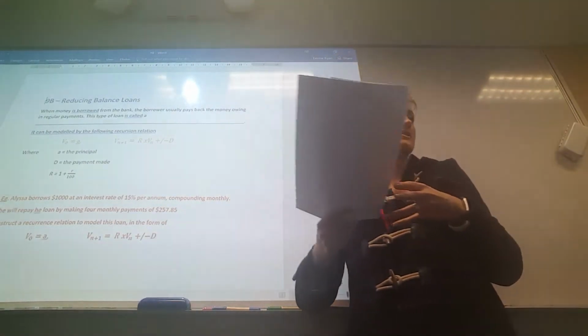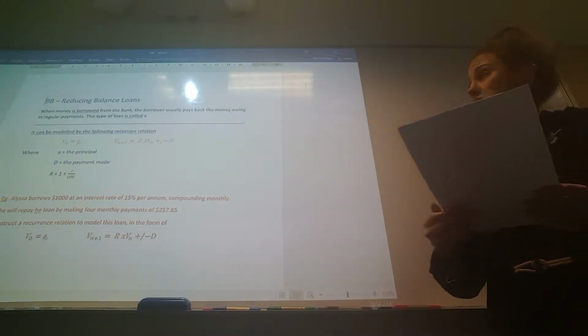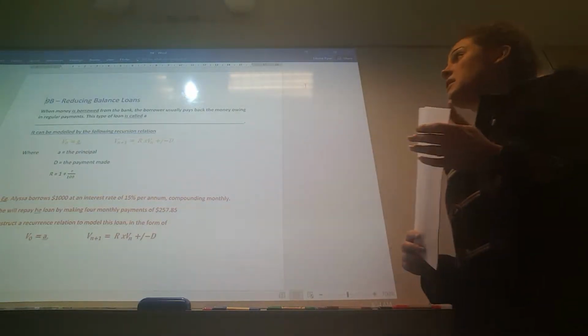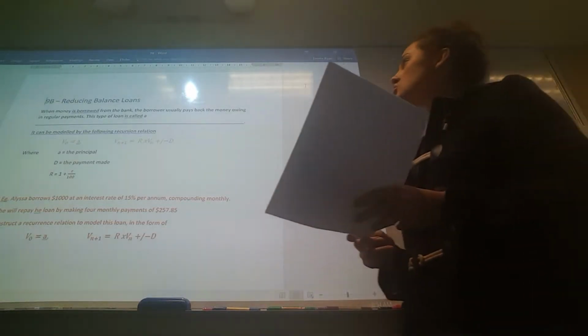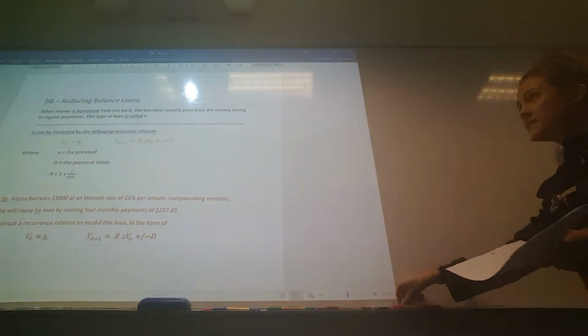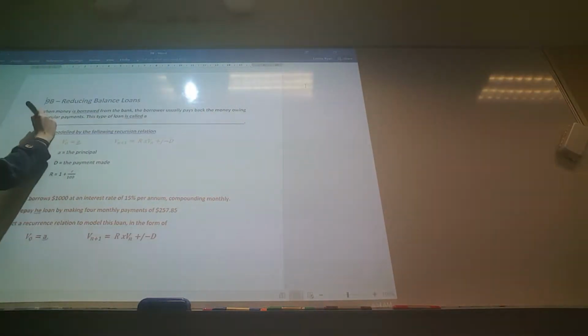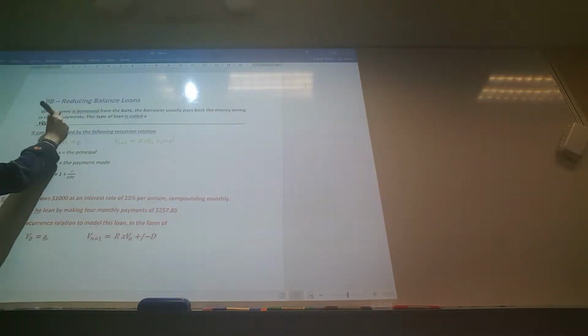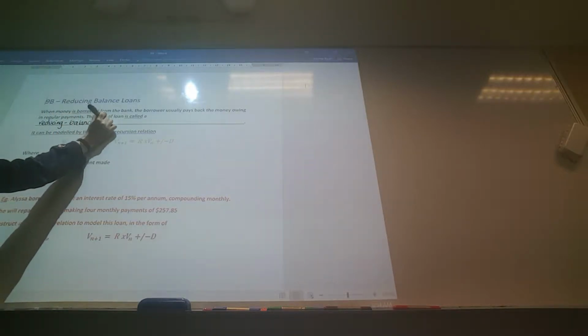And that was all that 9A covered. So today we are looking at reducing balance loans. So when money is borrowed from the bank, the borrower usually pays back the money owing in regular payments. And this type of loan is called a reducing balance loan.